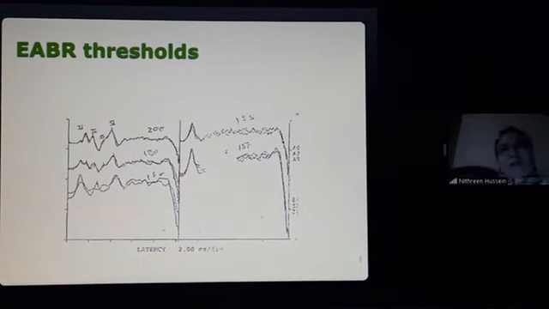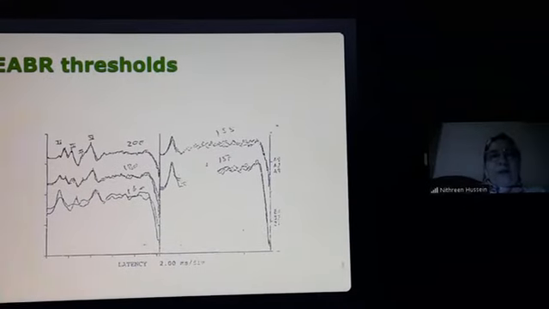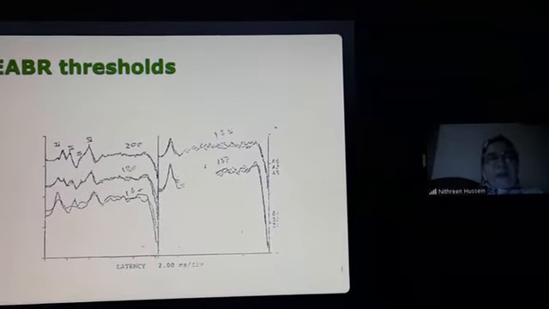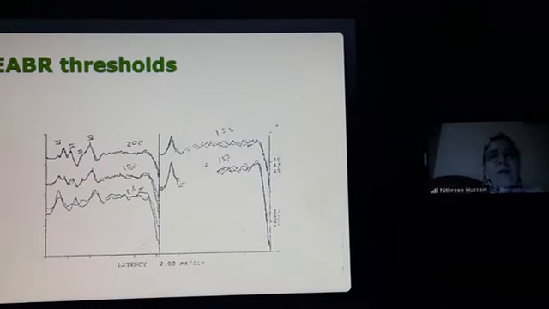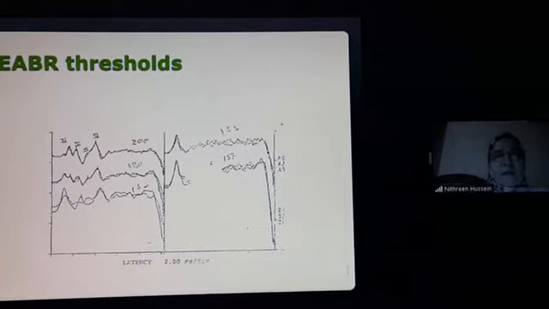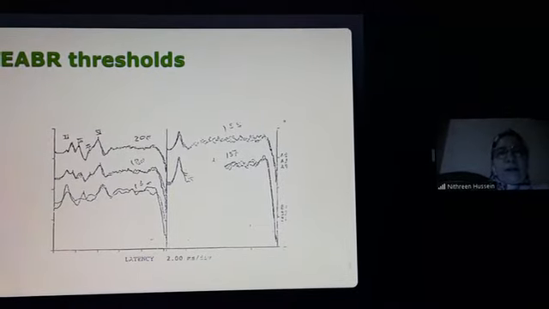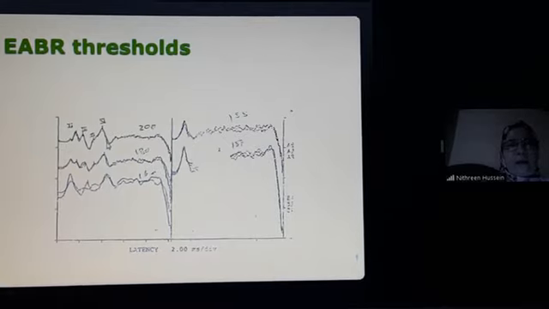Another way to measure the T and C levels is the electric ABR thresholds. Here we record the electric ABR, the ABR for the patient, through an evoked potential system, but by stimulating the electrodes through electrical stimuli through the cochlear implant device. And we elicit here, this is an example from our patients.